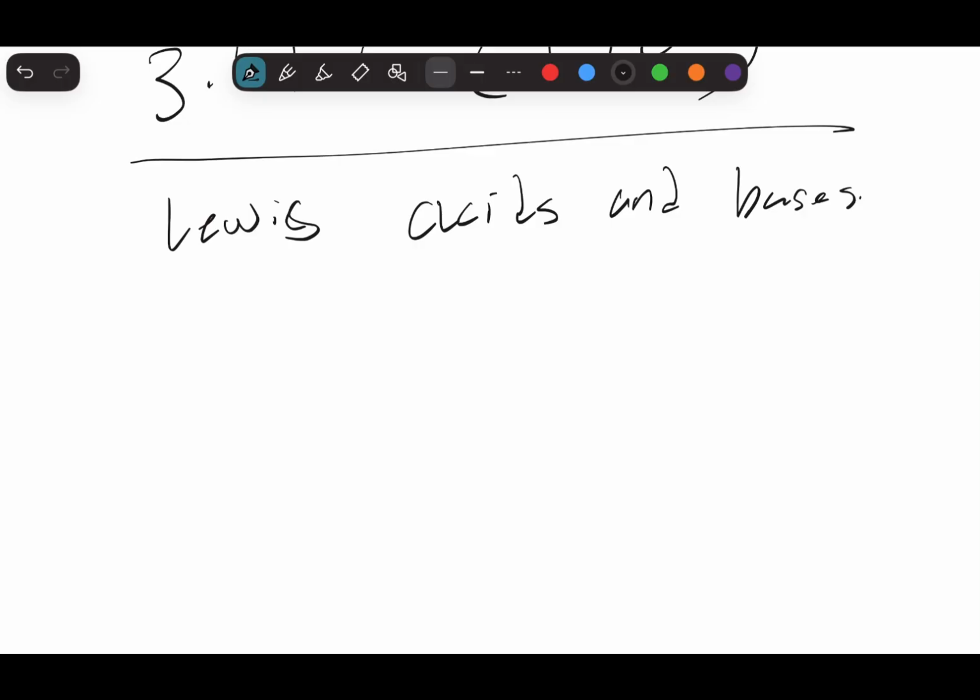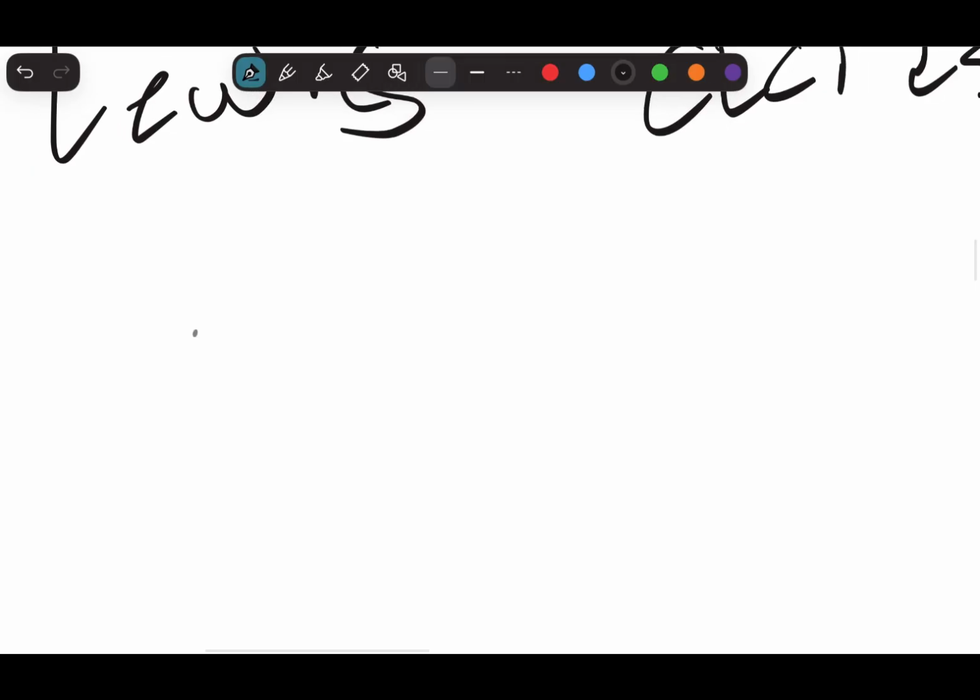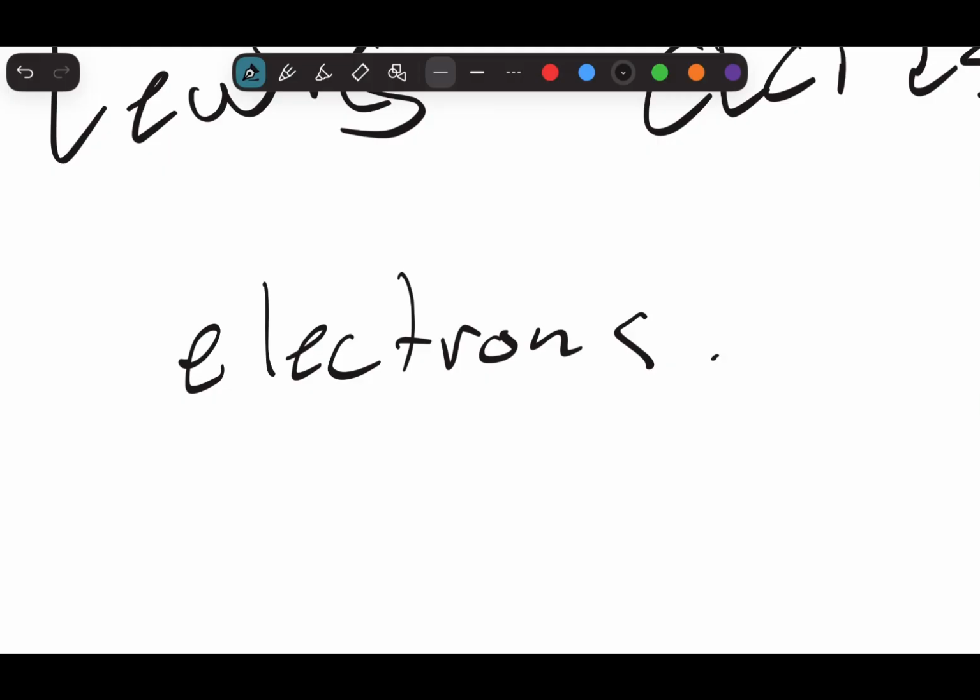We know what a Bronsted-Lowry acid base is: a proton donor, as you should learn somewhere in Reactivity 3.1 or 3.2, I forgot. Bronsted-Lowry donates or accepts protons, whereas Lewis acids and bases are about electrons. Okay, let's open my notes. It talks about the transfer of electrons.